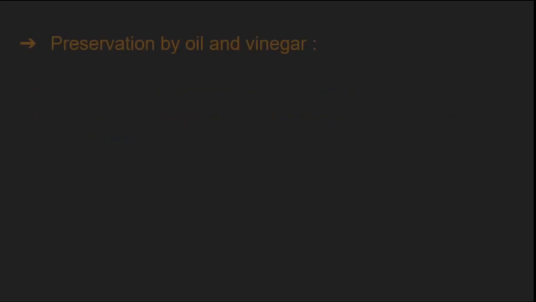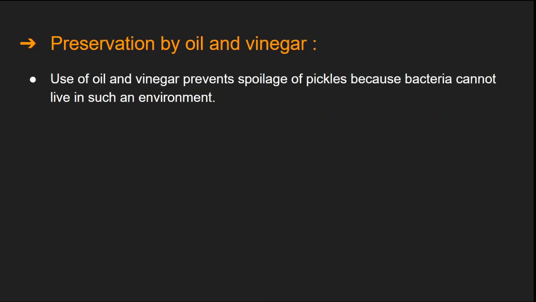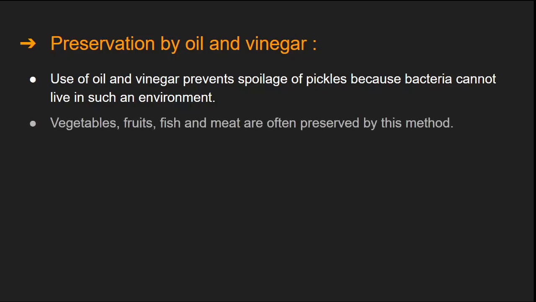Next is preservation by oil and vinegar. The use of oil and vinegar prevents spoilage of pickles because bacteria cannot live in such an environment. Vegetables, fruits, fish and meat are often preserved by this method.